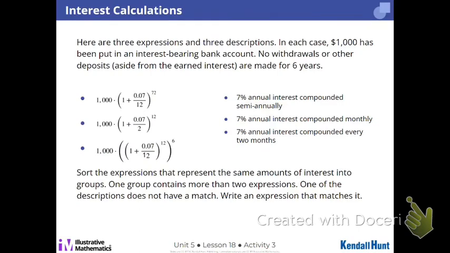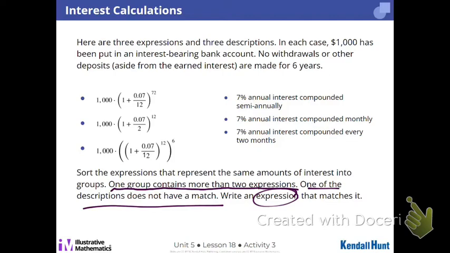I'm going to tell you these directions. Just listen carefully. You should also read them. So you're going to sort these expressions into groups. There's going to be 3 different groups. One group contains more than 2 expressions. So there's a group of 3. One does not have a match, which means there's a group of 1 that you're going to write an expression for. So if there's a group of 3 and a group of 1, that also means there's a group of 2. It's not a 1-to-1 match. There's a group of 3, a group of 2, a group of 1.